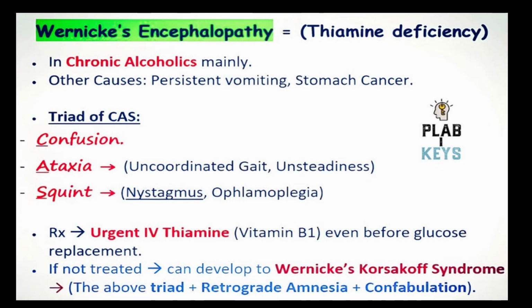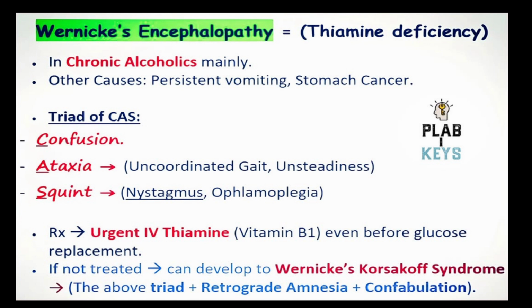So this is about Wernicke's encephalopathy. It is caused by thiamine deficiency, seen mainly in chronic alcoholics. Other causes can be persistent vomiting, stomach cancer, etc. This is the triad of Wernicke's encephalopathy: confusion, ataxia, and squint. In ataxia, the patient can come with an uncoordinated gait and unsteadiness. Squint can also be there, with nystagmus and ophthalmoplegia.